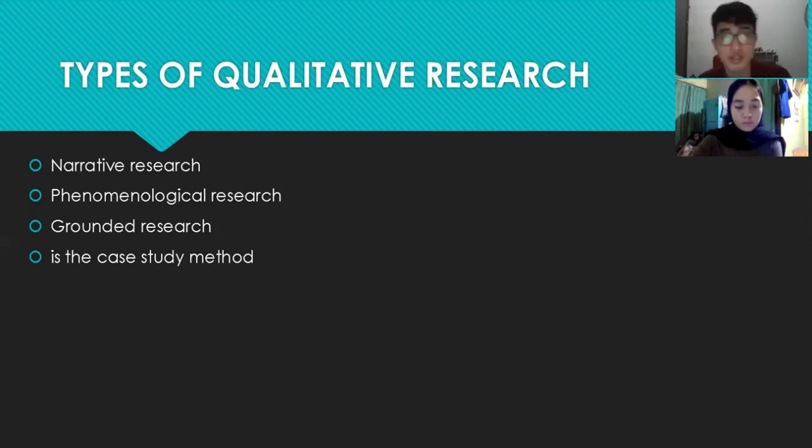The first, we're going to talk about narrative research. Narrative research is used if the researchers want to describe the life of the individual or group being studied. The results of the study are explained in a narrative and chronological manner. Not infrequently, the narrative of the research result developed by the informant is combined with the researchers' perspective.